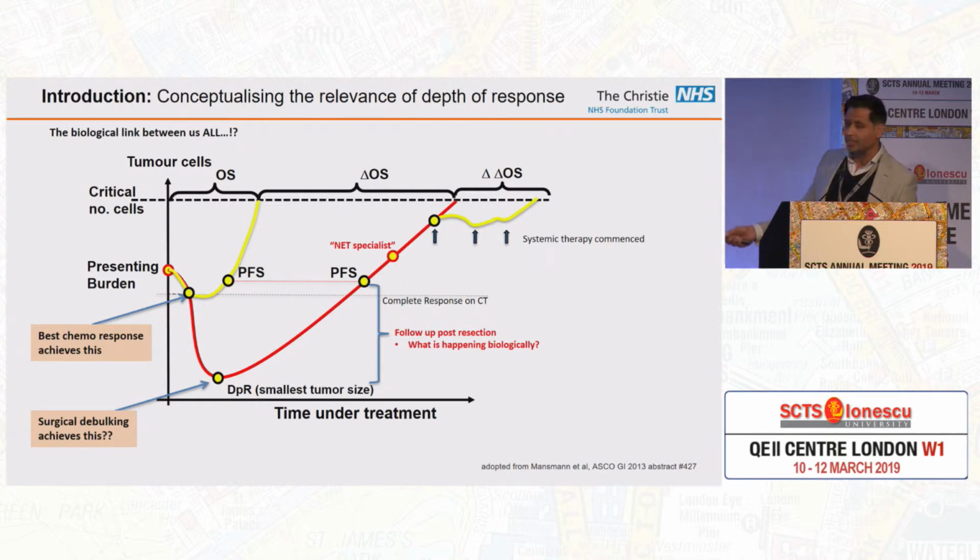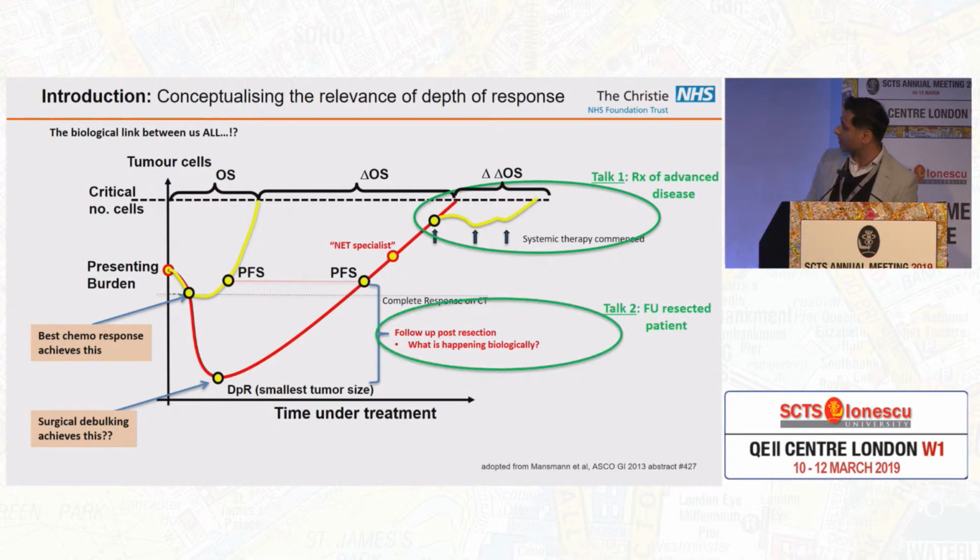There are things happening here that aren't visible to us, and we have no technology to detect what's going on. So the first part of my talk is going to be covering the treatment of advanced disease, and I'll go through that very quickly, hopefully. And then the second part of the talk is going to be talking about how we should follow up these resected patients in a manner which is perhaps stratified, rather than just a blanket approach to it.